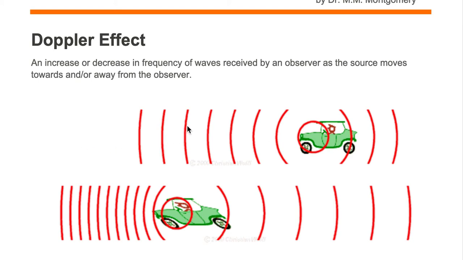So a person that's in the path of this sound wave is going to hear a certain frequency, which I will label F sub S. S for stationary because the car is just sitting there. So they will hear some kind of frequency which we've labeled F sub S.